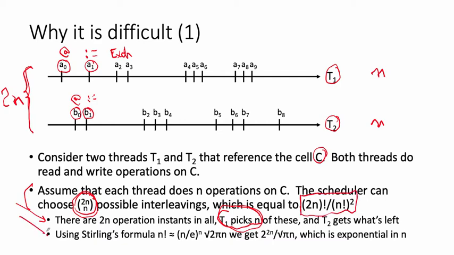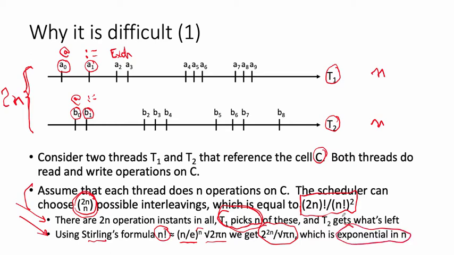We can compute the value of that by using a formula for approximating the factorial, which is called Stirling's formula. So n factorial is approximately equal to n over e, where e is the base of natural logarithms. So it's n over e to the power n times the square root of 2 pi n. If we do this computation, we actually get this number, 2 to the power 2n divided by square root of pi n. So this is exponential in n.